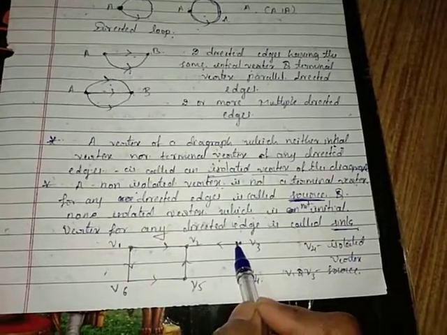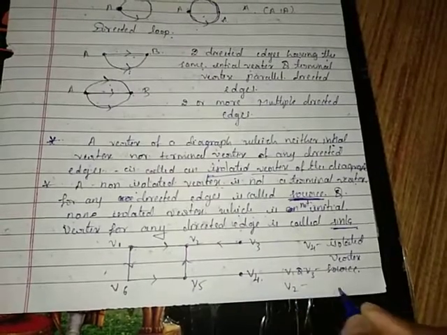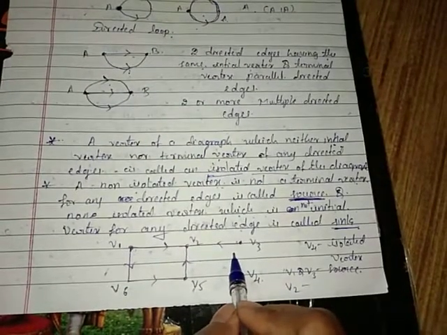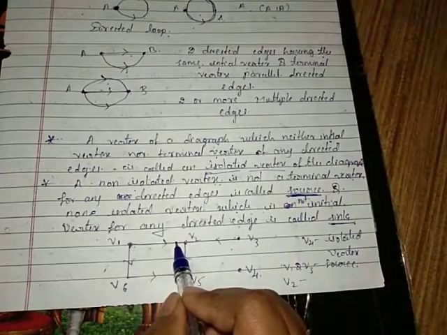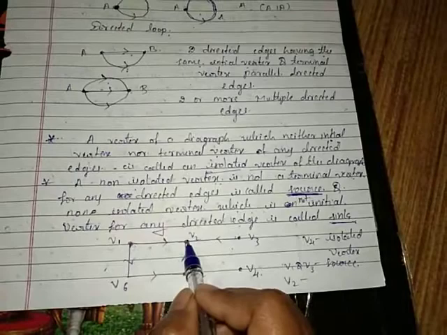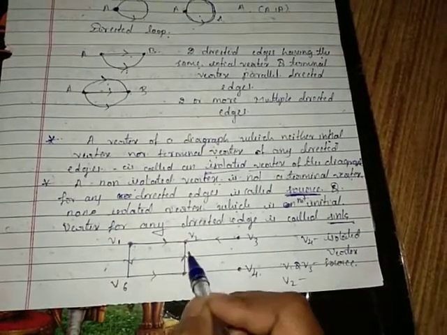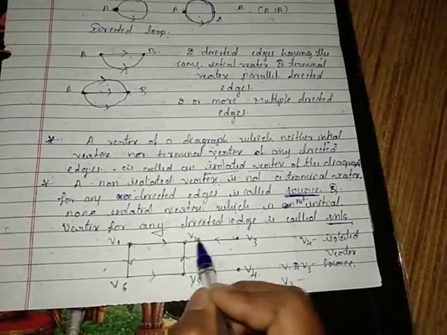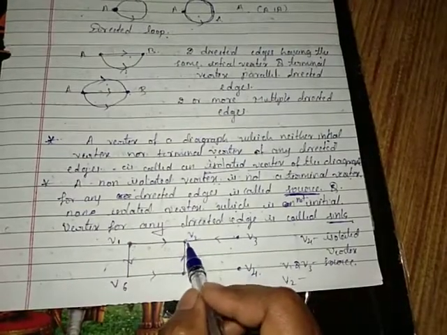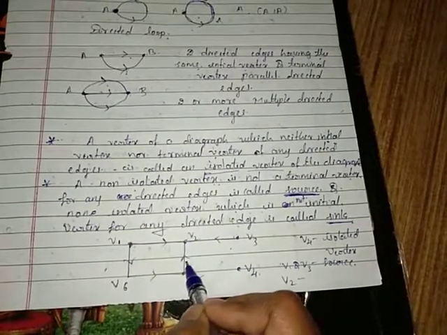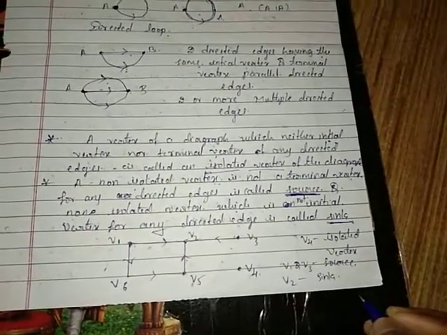Similarly, the vertex V2 is not an initial vertex for any edge: not for V1, V2, not for V2, V4, not for V5, V2, not for V3, V2. So V2 is not an initial vertex for any edges. Therefore V2 is called a sink.